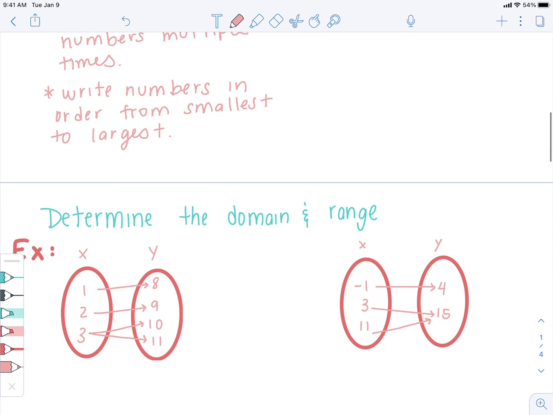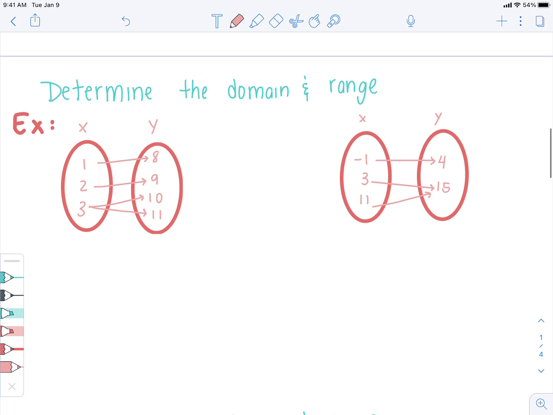So if I look at the first one, my domain is just everything inside this first bubble. So I'm just taking the 1, the 2, and the 3. Those are my x values. My range is the second bubble. So it's that 8, the 9, the 10, and the 11.